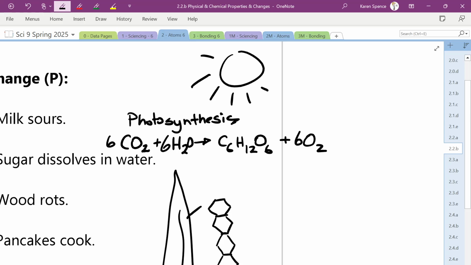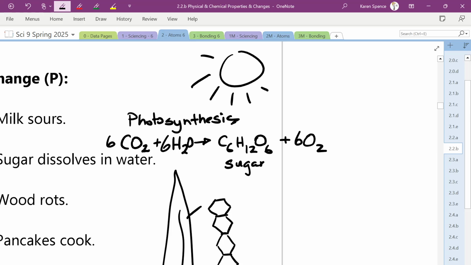You are not responsible for knowing that, but what you can see is that all that carbon dioxide in the atmosphere, the water that the plant sucks up from the ground or absorbs through its leaves, it's turning that into sugar.